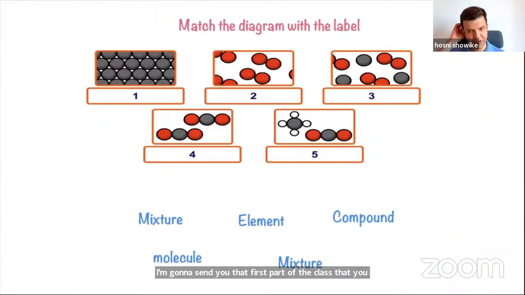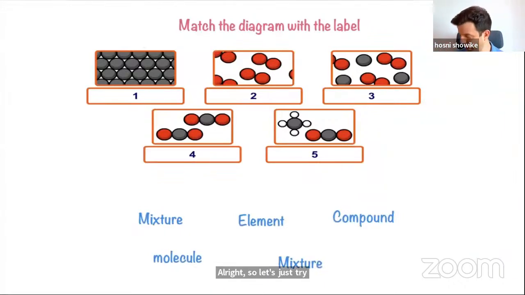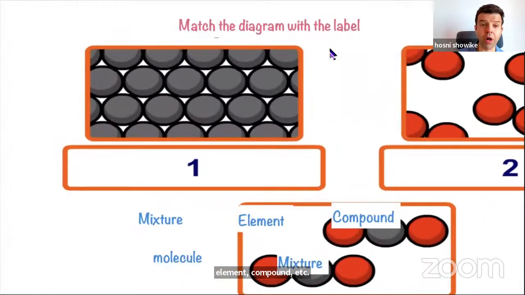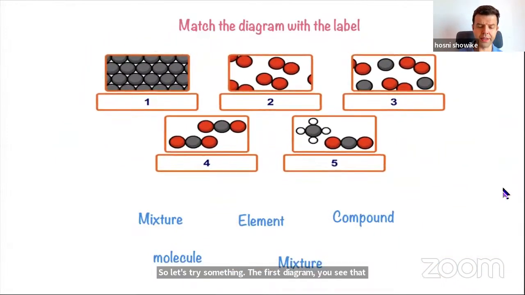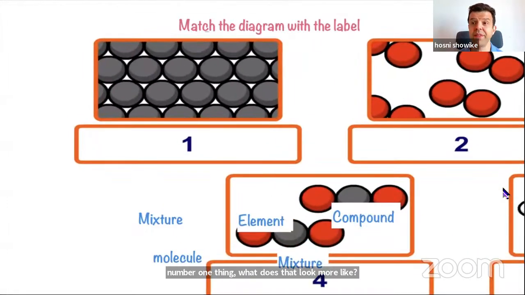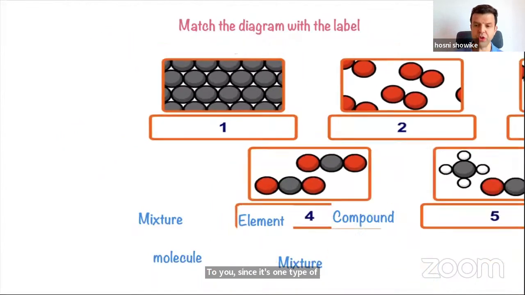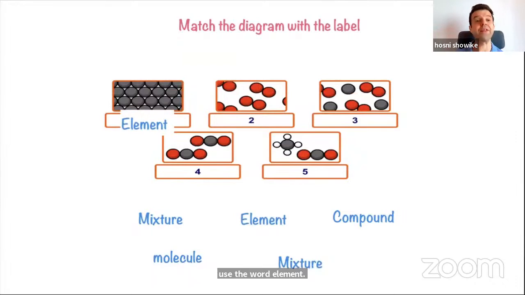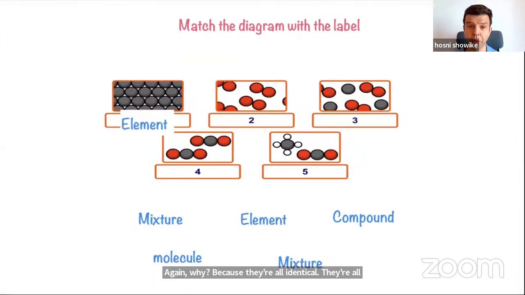All right, so let's just try something. I have some diagrams here. I want you to classify them based on mixture, element, compound, etc. The first diagram, number one: what does that look more like to you? Since it's one type of particles, the only word I'm allowed to use in this case is element. Why? Because they're all identical, all the same type of particles.